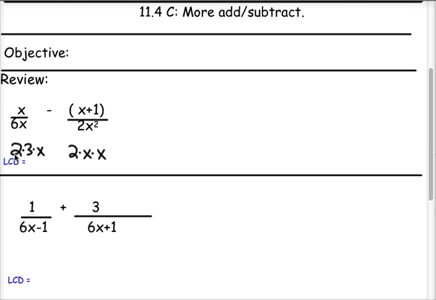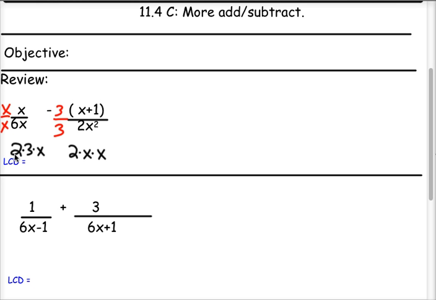And so, each time I do this, I want to indicate what is it missing. So this 6x, what is it missing that the 2x squared has? Well, it's missing an x over x. The 2x squared, what is it missing that the 6 has? Well, it's missing a 3.